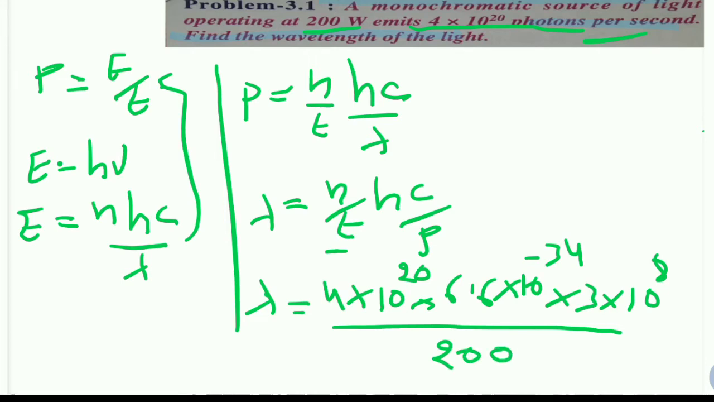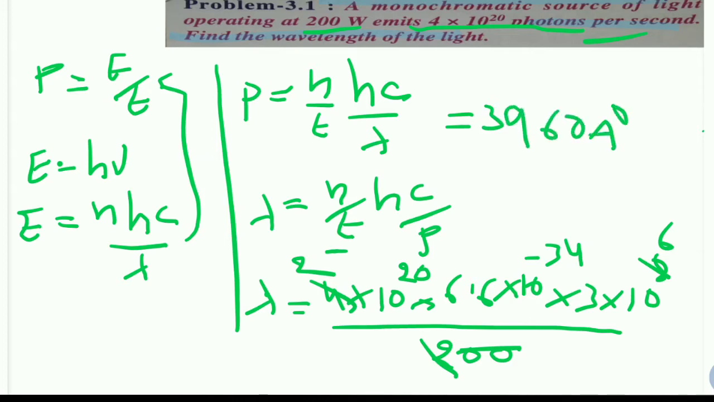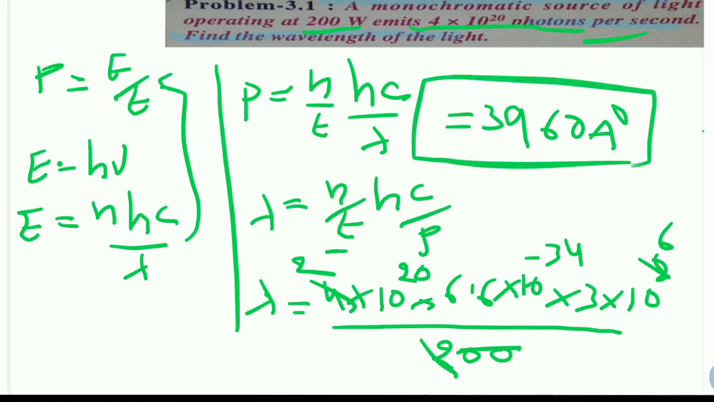So the 2 zeros cancel, and this is nothing but 6. After calculating the value, we get 3960 angstroms. This is the wavelength of the light.